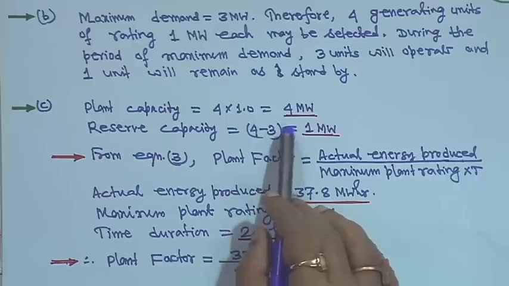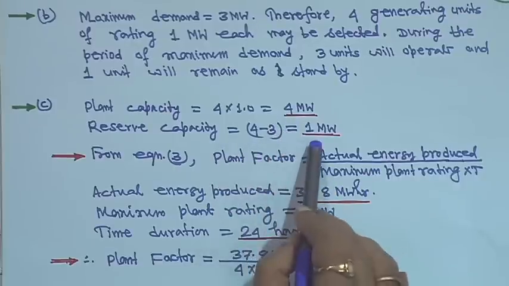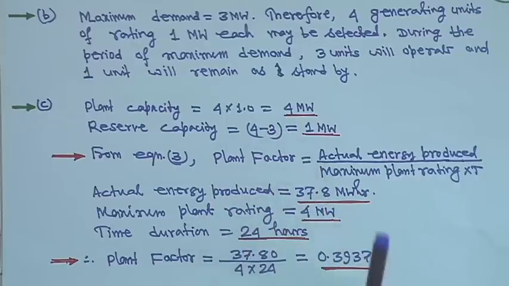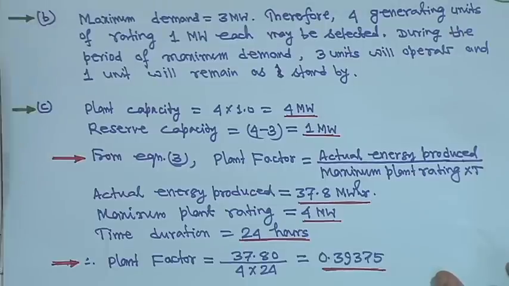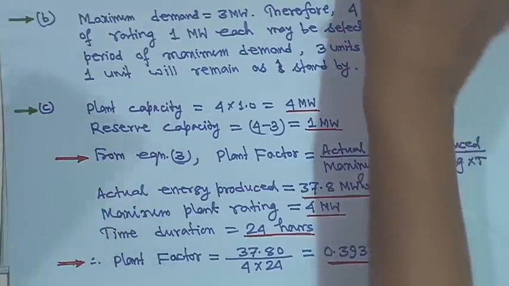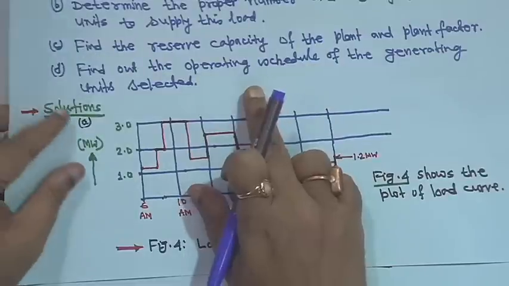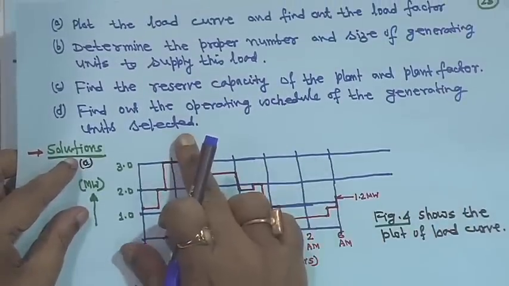For example, if you had chosen 5 generating units, in that case plant capacity would have been 5 megawatt, and reserve capacity would have been 5 minus 3, that is 2 megawatt. In that case, 37.80 divided by 5 into 24 means this plant factor would have been less than this one. But anyway, this plant factor is 0.39375, and the last one, part D, is to find out the operating schedule of the generating units selected.